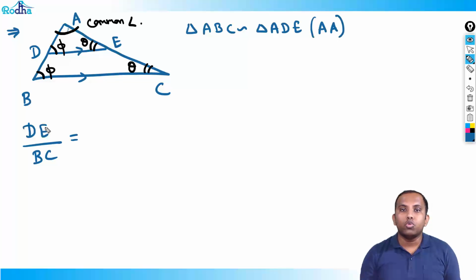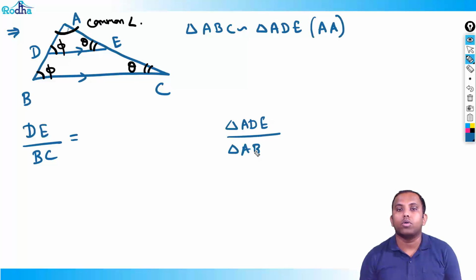Now you choose which triangle to take in the numerator and which in the denominator. Suppose in this case I have taken triangle ADE in the numerator, so I'll take it throughout, and triangle ABC in the denominator. I'll not reverse in between.